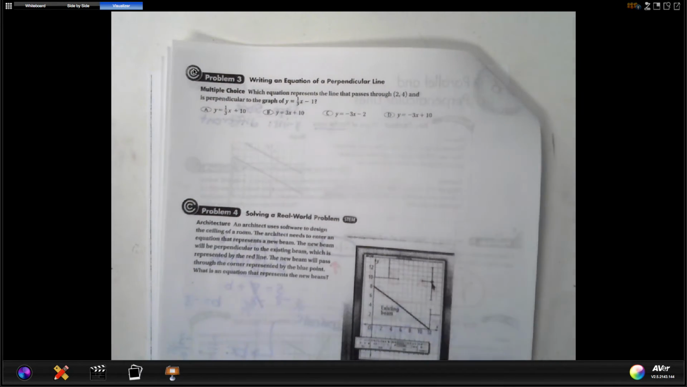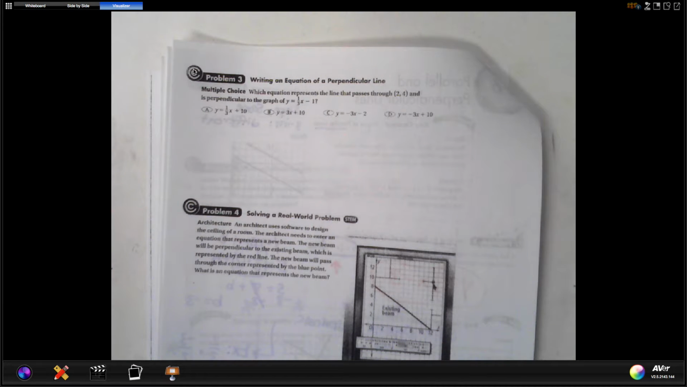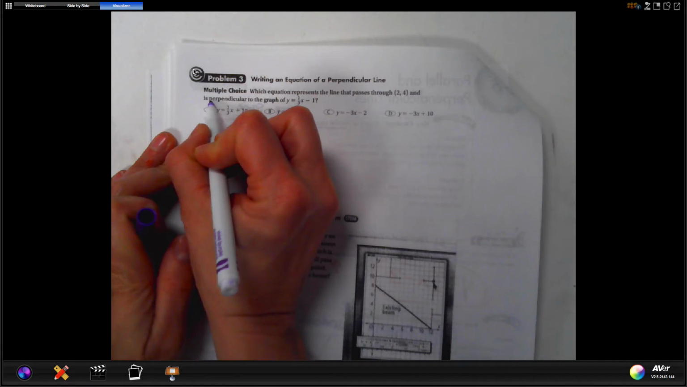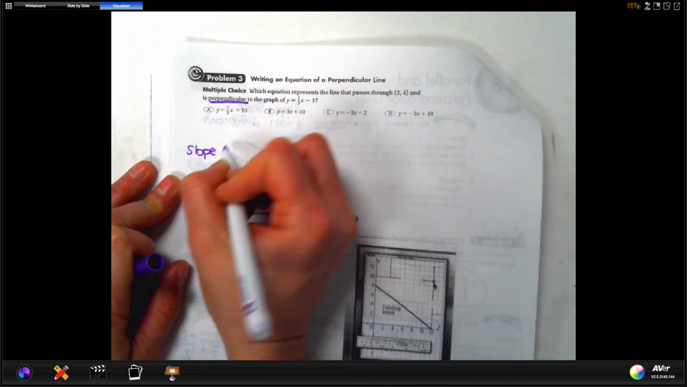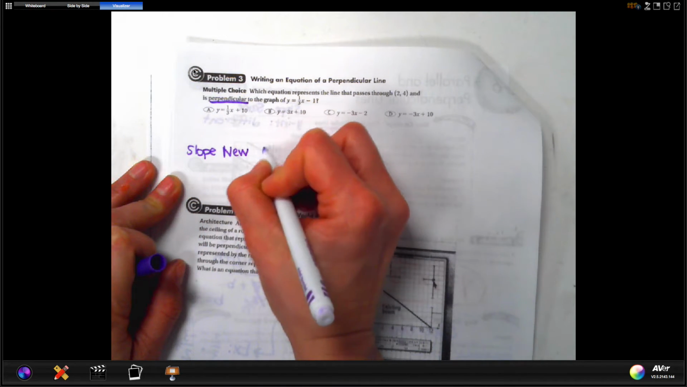So it says, and this was multiple choice. So this is a great example of a PSAT or an SAT question right here. It says, which equation represents the line that passes through (2, 4) and is perpendicular to the graph of y equal 1/3 x minus 1? Okay, so we have a lot of information here. So in order for it to be perpendicular, what does the slope have to be of our new line? Okay, raise your hand if you know what the slope of the new line should be.